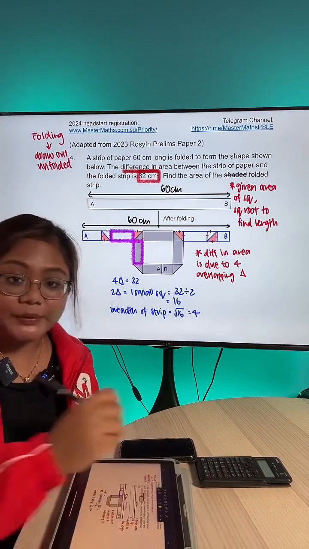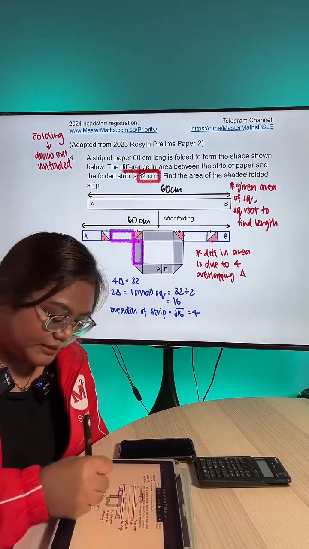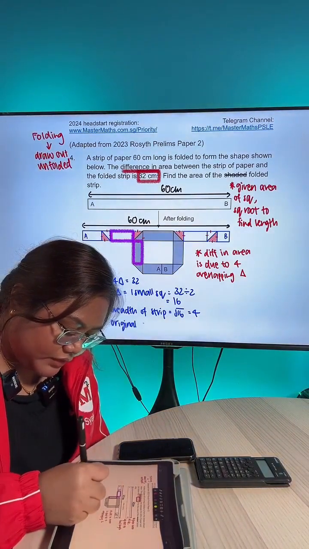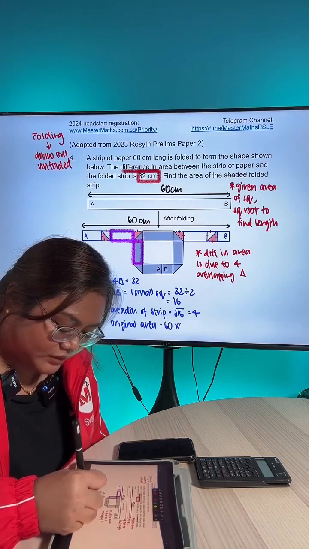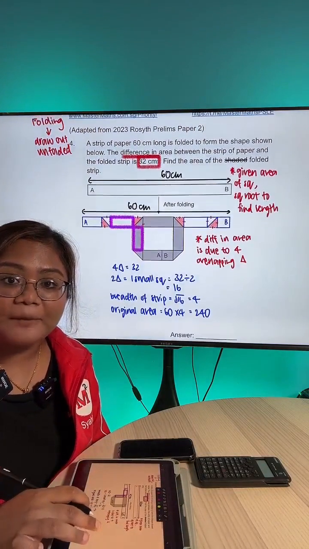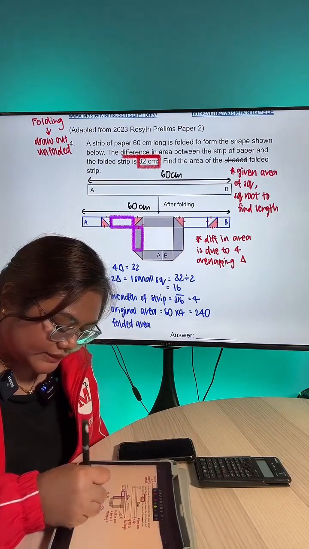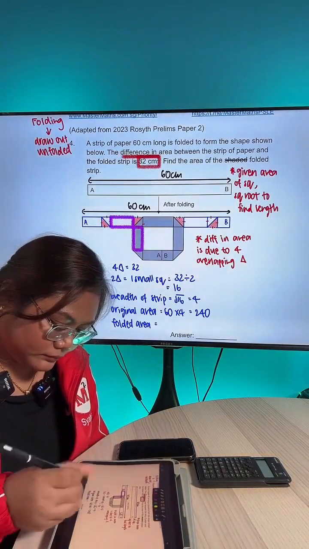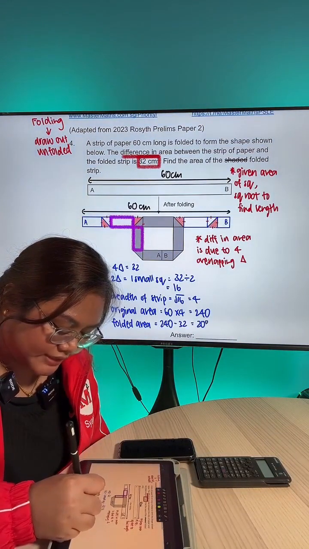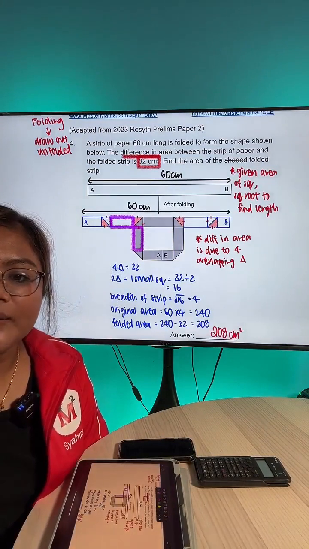Alright, so let me finish up this question and then I will answer some of your concerns and queries, yeah? So if I have the breadth of the strip, then I have the original. The original area will be 60 times 4 to give us 240. Let me scroll up. 60 times 4 is 240. Then I can find the folded area, which is 32 cm squared less. So 240 minus 32 to give us 208. Final answer, 208 cm squared. Okay.